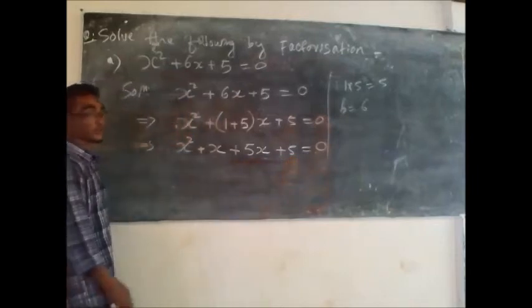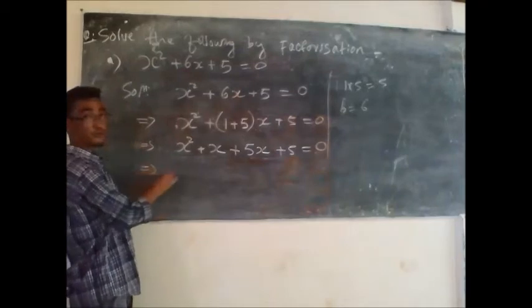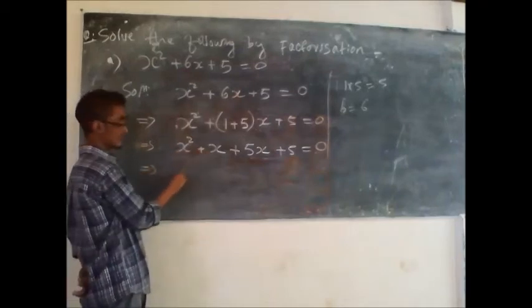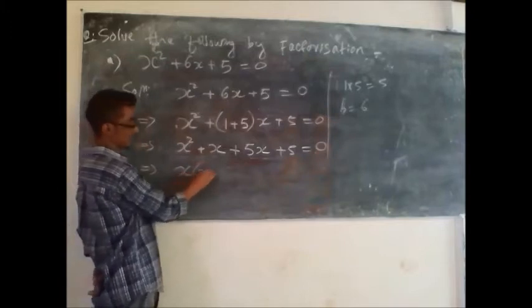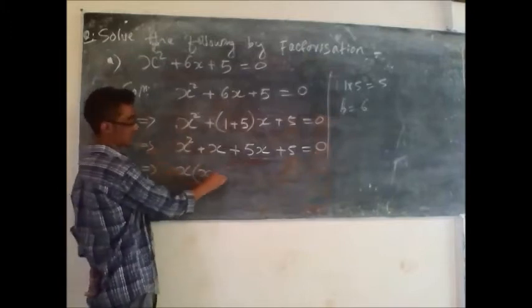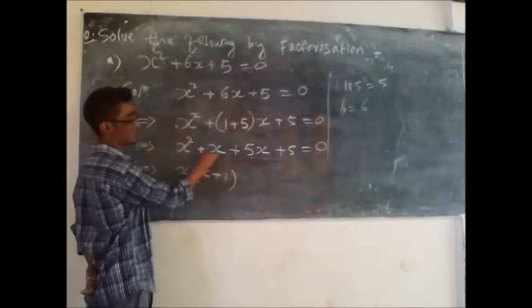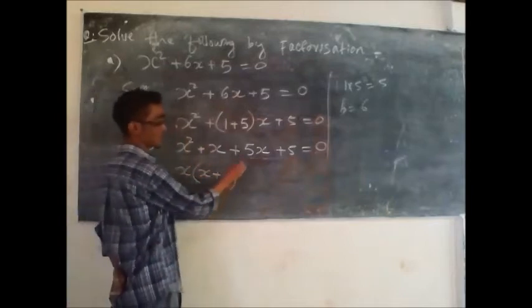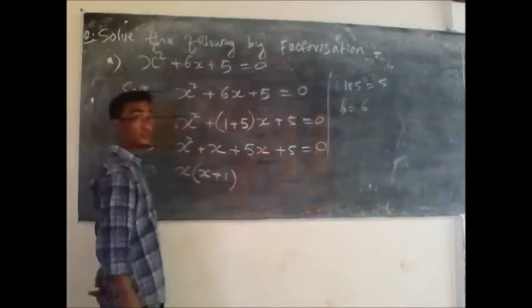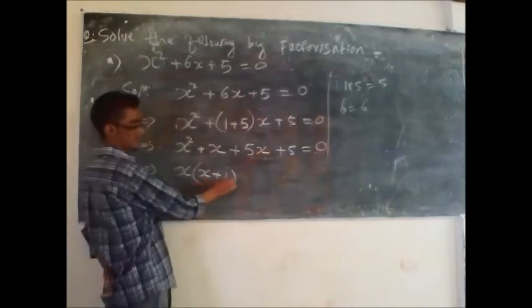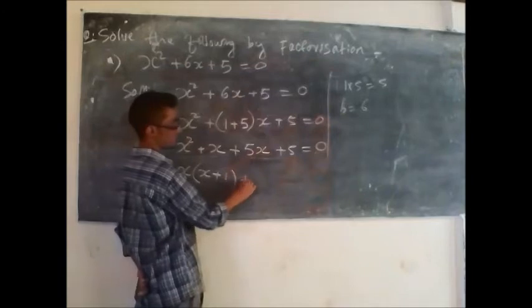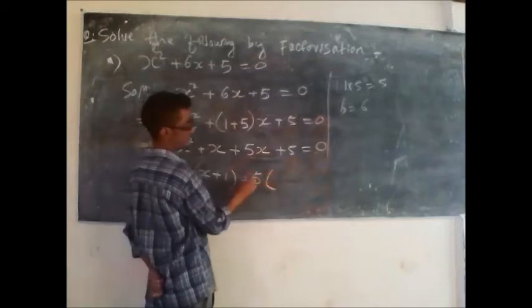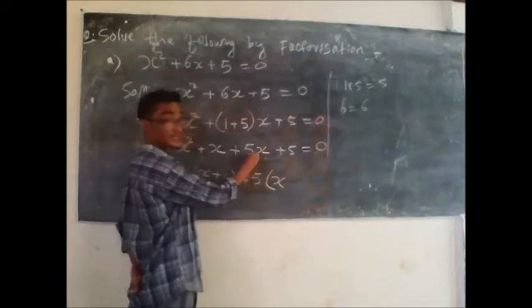We find the common factor for x square and x. Common factor for x square and x is x. x multiply x gives x square, x multiply 1 gives x. Next term, 5x plus 5: the common factor in 5x and 5 is 5, 5 multiply x gives 5x.